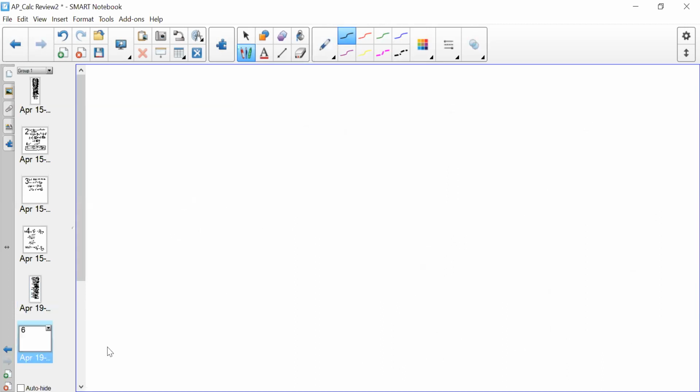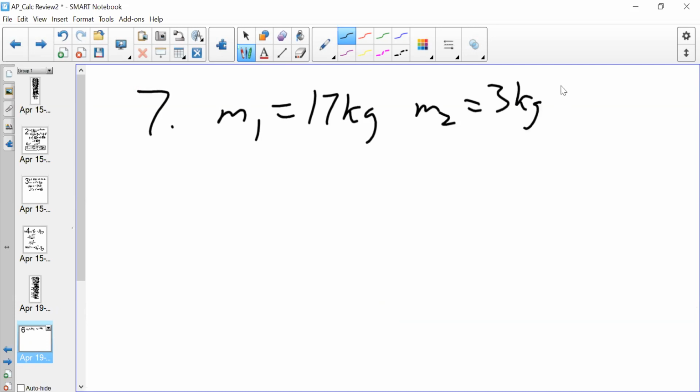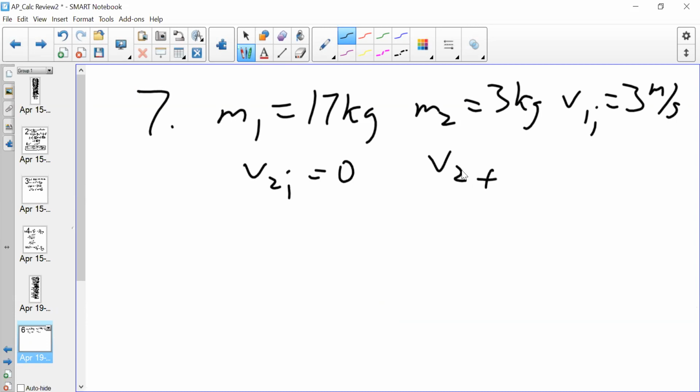All right, so let's do an example. I made this up. Let's say we have our first mass, I said 17 kilograms, and our second mass is like 3. The first mass is moving at a speed of 3 meters per second, and the second mass is initially at rest. I say then that the final speed of the second guy is going to be 7 meters per second because he's small. He's going to shoot off faster. What is the velocity of the first mass after?